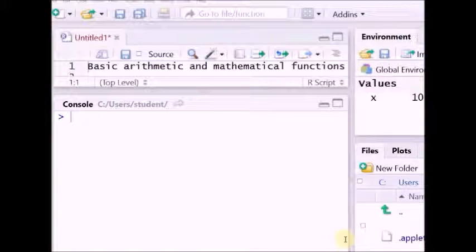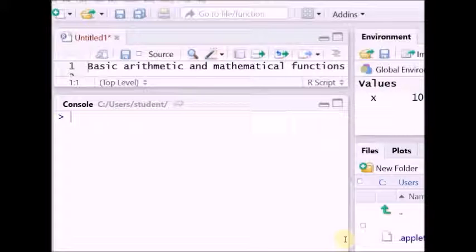Hello friends, in this particular video we will talk about basic arithmetic and mathematical functions. The simplest uses of R is performing basic arithmetic operations. R uses notations for mathematical operations such as plus, minus, multiplication, division and so on.